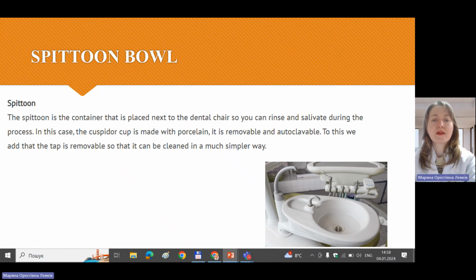Spit bowl is a container that is placed next to the dental chair so that you can rinse and salivate during the process. In this case, the cuspidor cup is made of porcelain. It is removable and autoclavable. To this, we add that the tap is removable so that it can be cleaned in a much simpler way.